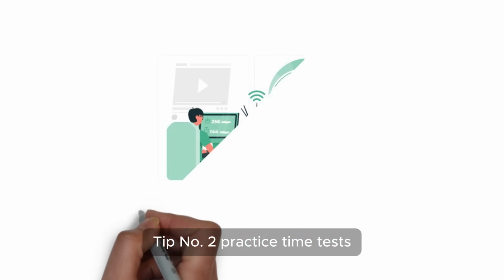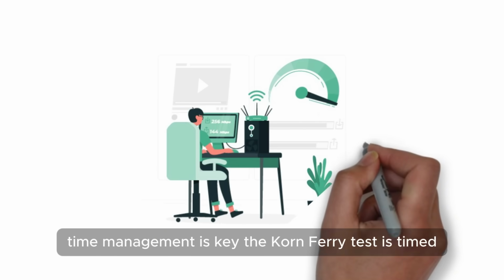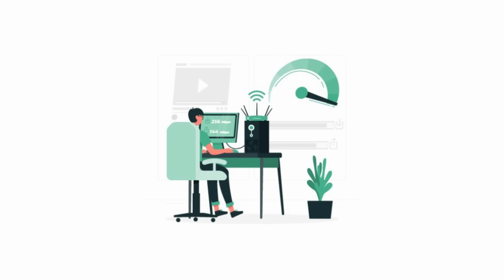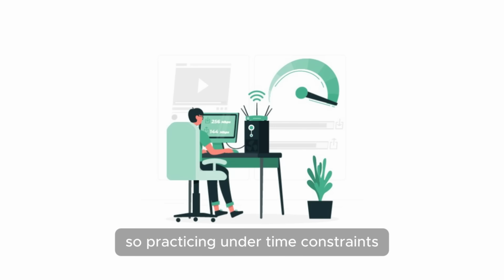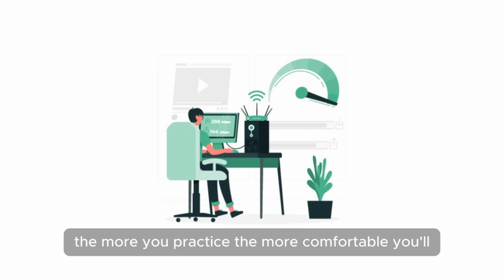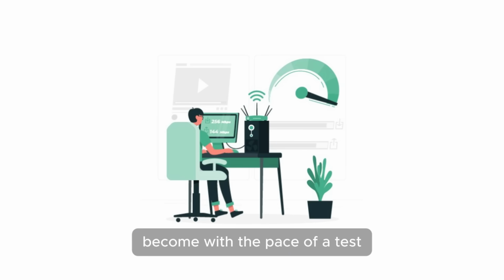Tip number 2. Practice timed tests. Time management is key. The Korn Ferry test is timed, so practicing under time constraints will help you improve both your speed and accuracy. The more you practice, the more comfortable you'll become with the pace of a test.